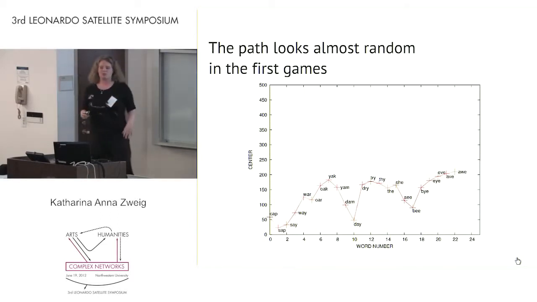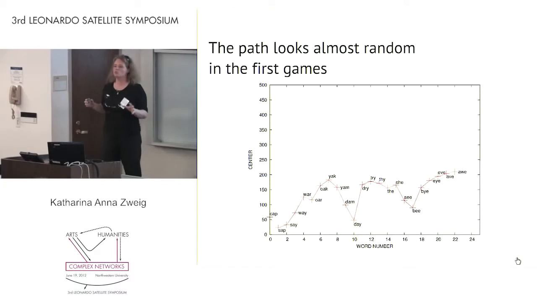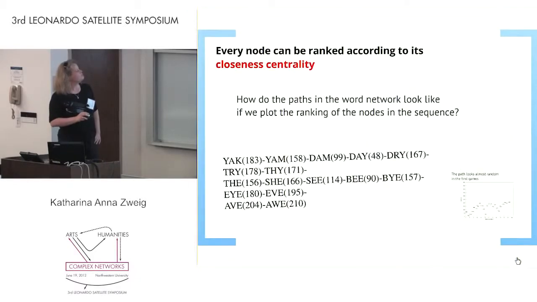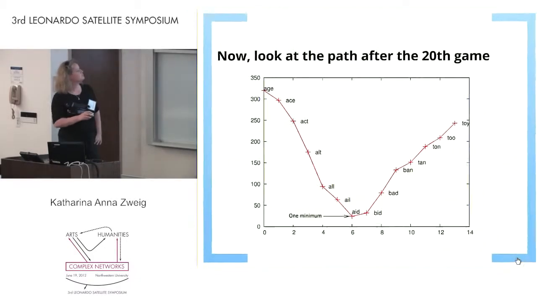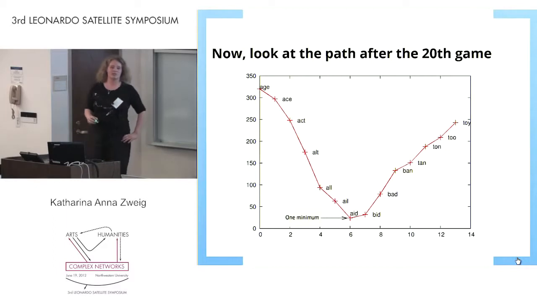Then you see that people are really randomly walking across the network and they don't have a clue where to go to. This is one of the paths in the first 20 games. After a while, the paths looked like this. They went straight to some center and then straight out again. And this is what we then called the landmark word.